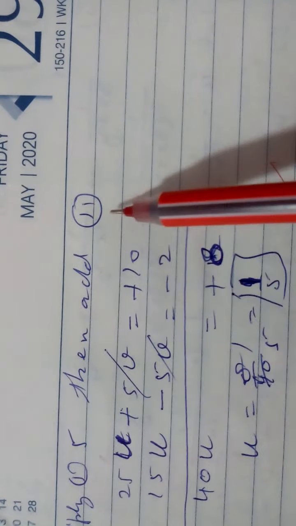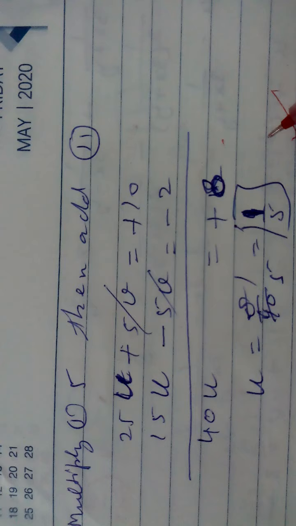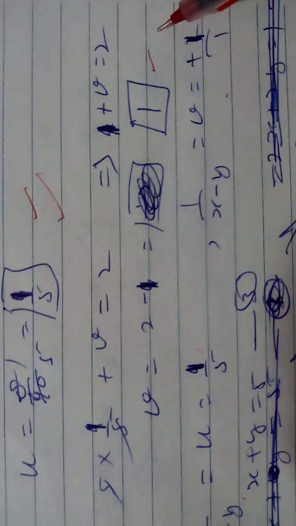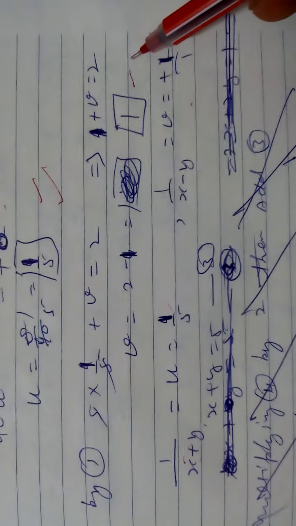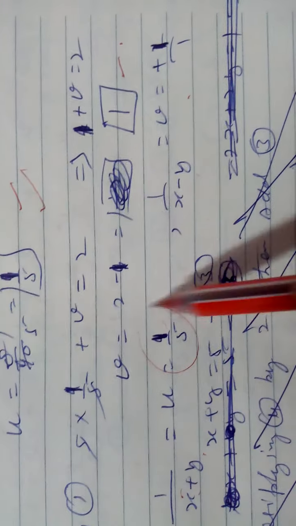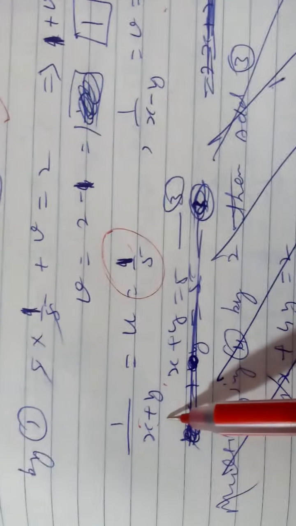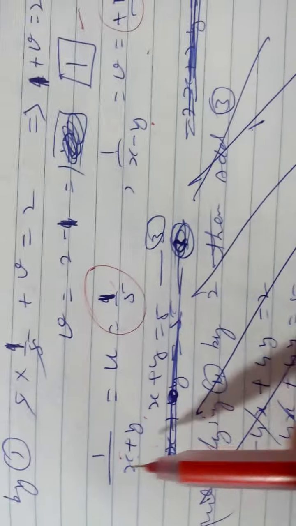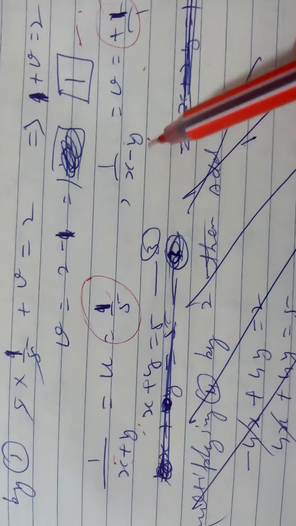Both you solve by the elimination method. Multiply the first by 5, then add the second because of opposite signs. You are getting 40u is equal to 8, then u is equal to 1 by 5. Putting the value in any equation, you are getting v. 5 cancels, so 1 plus v equals 2, then v is 1. Now u is 1 by 5, v is 1. Put u and v here: u is 1 upon x plus y, v is 1 upon x minus y.